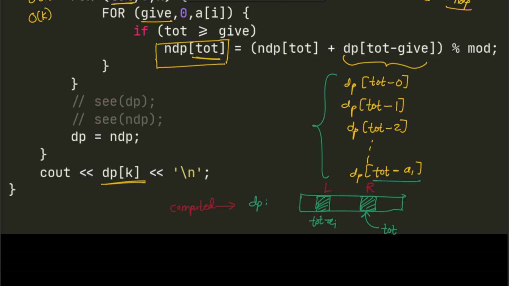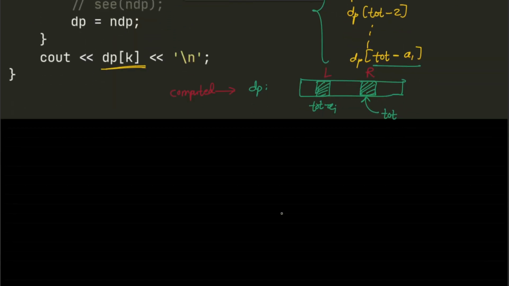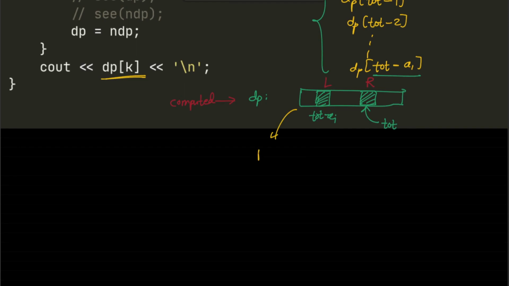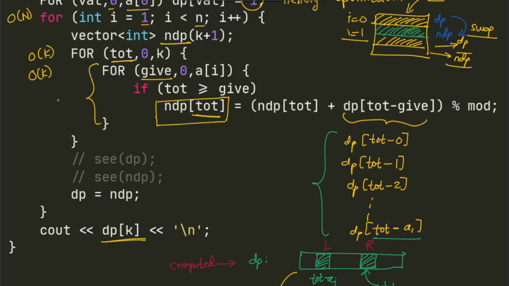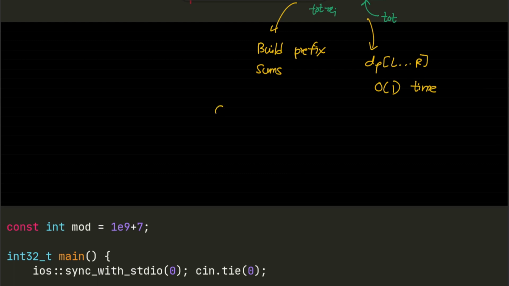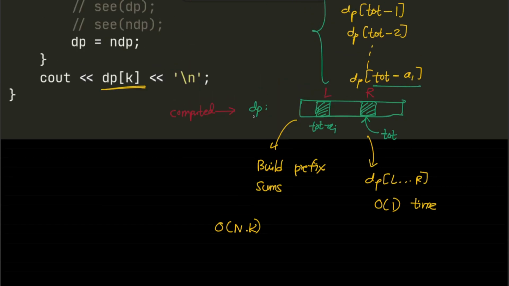So we can build prefix sums over this subarray, over this array, and compute the sum from, let's say, dp L to R in order 1 time complexity. Hence the innermost for loop can be eliminated. So this for loop can be computed in order 1 time. This will give us a time complexity of order n times k. This is the main idea.